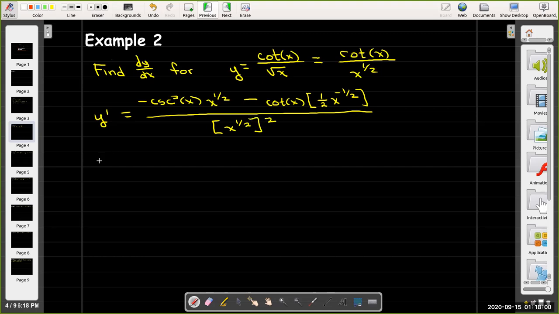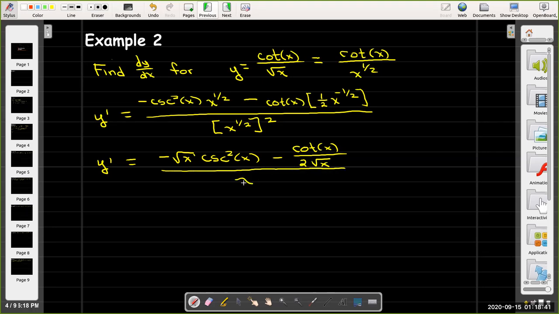Now we will clean this up a little bit. In fact, I may want to change everything back into radical form. So x to the 1/2 power is radical x. So this would be negative radical x times cosecant squared x, minus cotangent of x over 2 radical x, all over x. And as a reminder, the derivative of all of the cofunctions are always going to be negative.